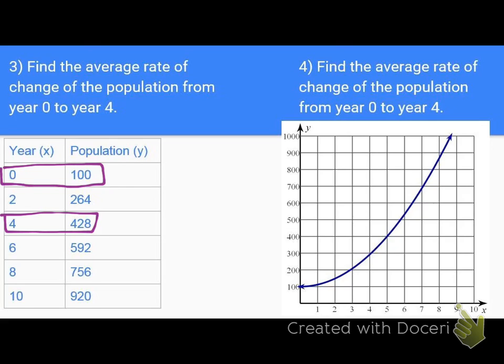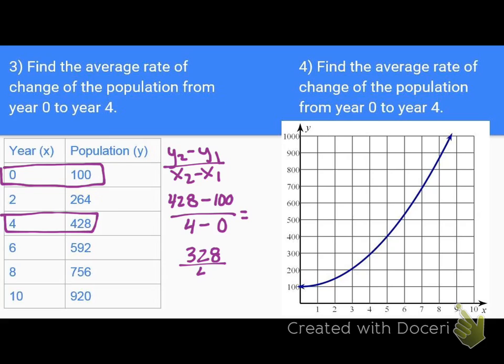And I can do the same equation, right? I'll have 428 minus 100 divided by 4 minus 0, right? Doing y2 minus y1 over x2 minus x1. Okay, so again, plugging in those values gives me this. And that's just 328 over 4. Dividing that, 4 goes into 328 an even amount of times, and that gives me 82.